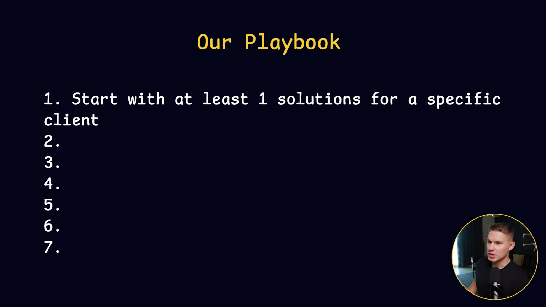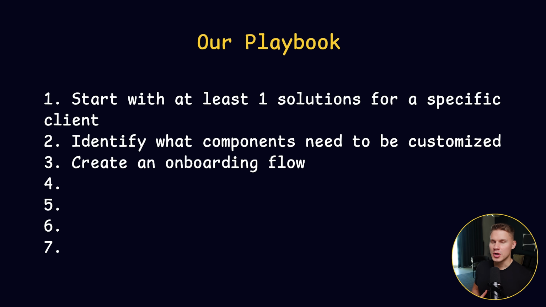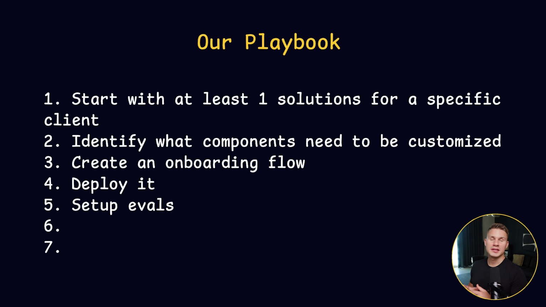The first step is to start with at least one solution for a specific client. After that, you need to identify what needs to be customized and what doesn't. Typically, you need to customize across 3 of the primary agent components, which are instructions, knowledge, and actions. After that, you need to create an onboarding flow for your agent, which I'll show you how to do very soon. Then you need to deploy it. Then you need to set up the evals. Evals is a very important step, and I'll also show you how to do this today. Basically, evals can give your agents superpowers because they will be able to continuously improve with every new client. After that, you need to keep iterating and improving these agents based on the feedback and the evals themselves.